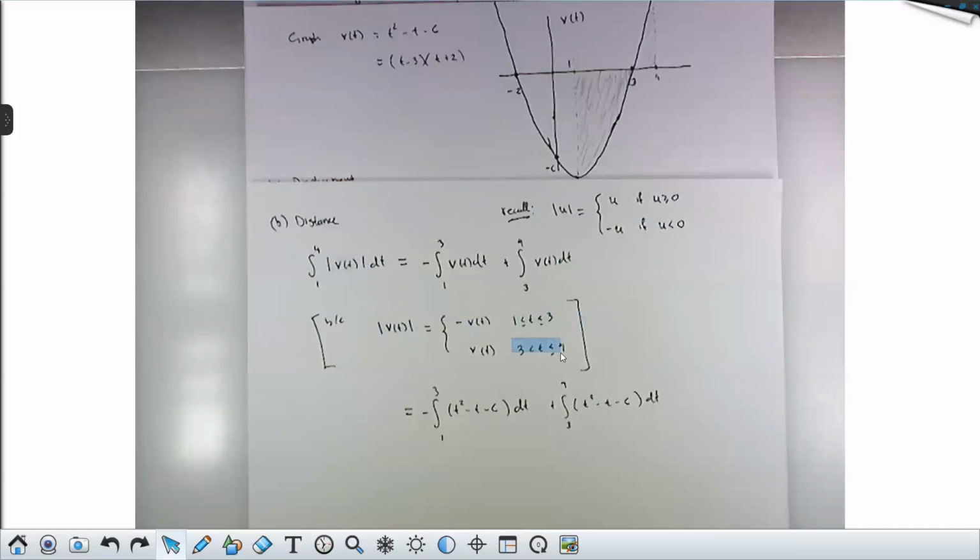And then from t equals 3 to t equals 4, we're talking about this part of the graph, where v of t was already positive. So from 3 to 4, the absolute value of v of t is just v of t itself. This integral measures the negative part of the area, so we slap a negative out front to make it positive. This integral measures the positive part of the area, so we leave it alone. That's the simplest way to do it.